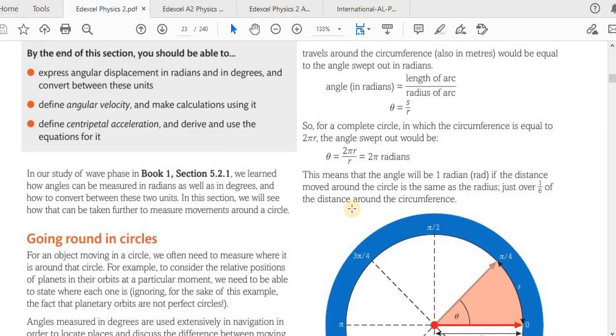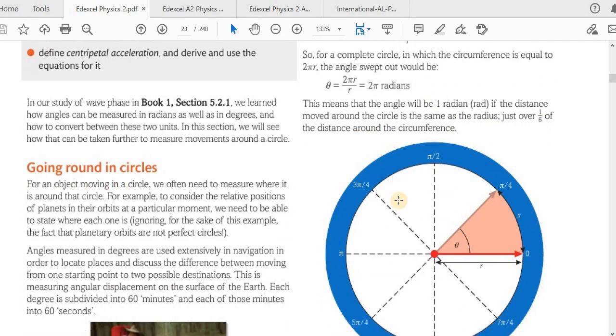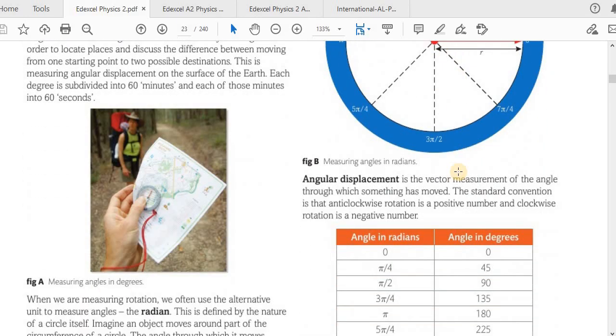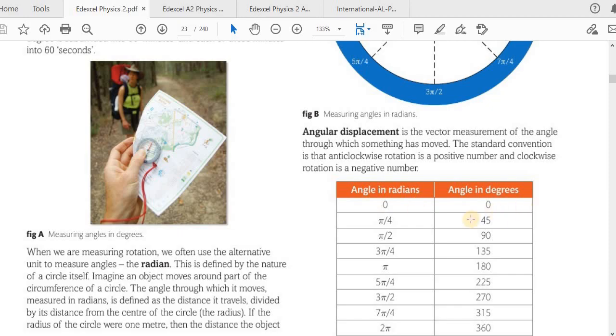just over 1/6 of the distance around the circumference. 1/6. Yeah, here it's 8 parts, right? 8 slices or 8 sectors here. Alright, then you can see the angle in degrees and the angle in radians.